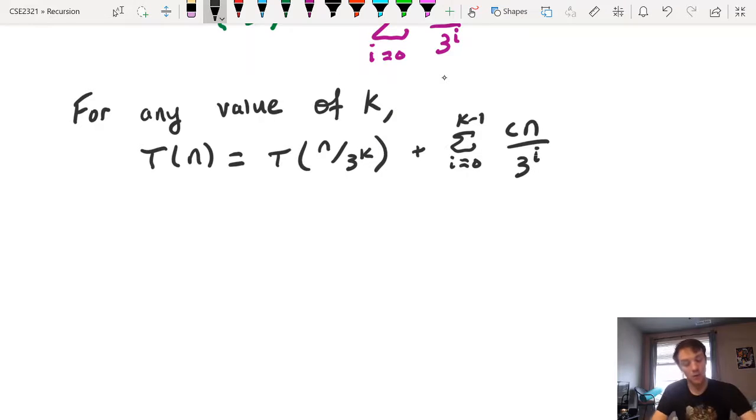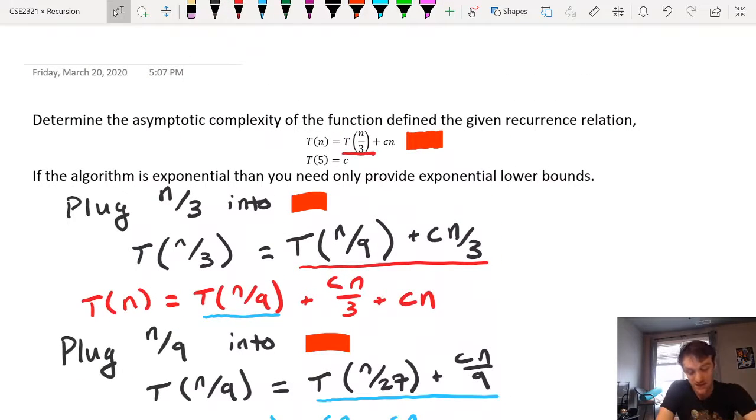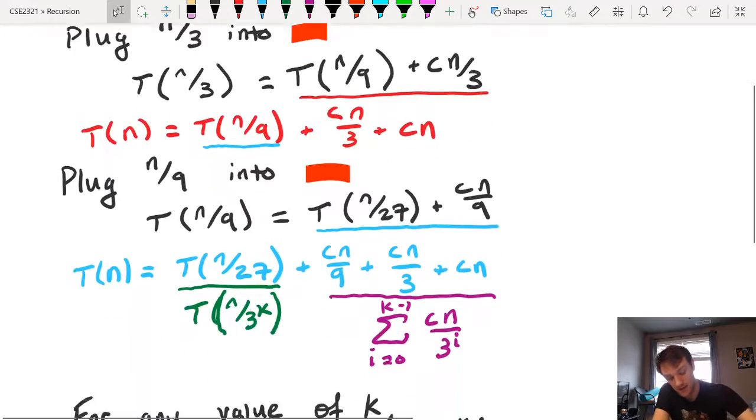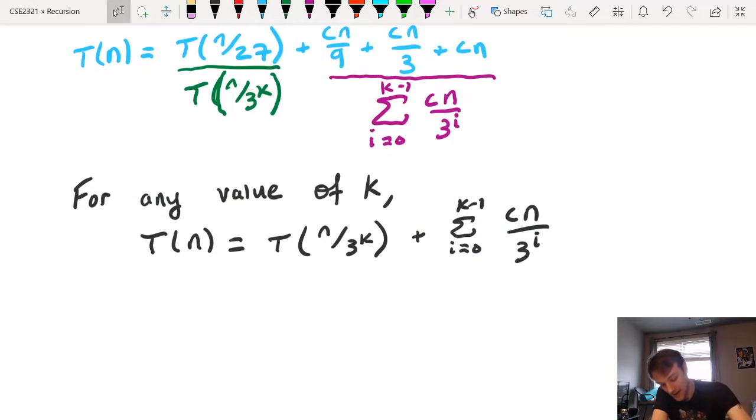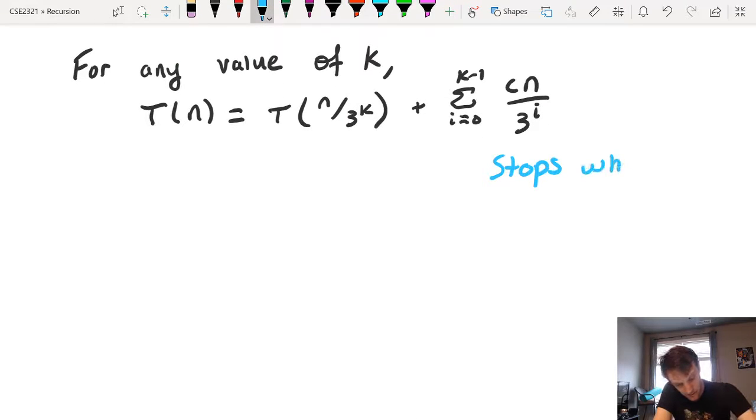Now, we want to find out when does the recurrence terminate. So to figure that out, we scroll back up to the original problem, and we look for the base case. In this case, the base case was t of 5 equals c. So this stops once we arrive at that. So it stops when the thing inside of t, in this case n over 3 to the k, is equal to our base case, which is 5.